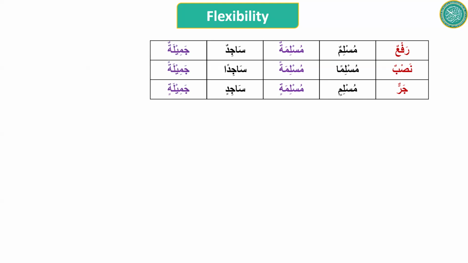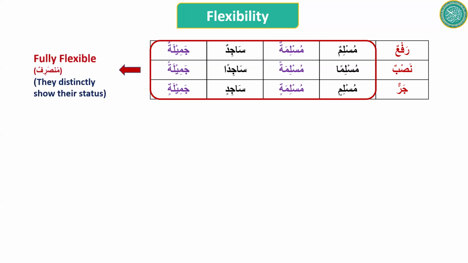Even if you don't know the meaning of any of these words, you should still be able to tell their status: Rafa, Nasab, or Jar. It is so simple for these types of words. Their forms are so distinct, so different, that you don't have any confusion while telling their status. These types of words are called fully flexible with respect to flexibility. All right, these words are called fully flexible.